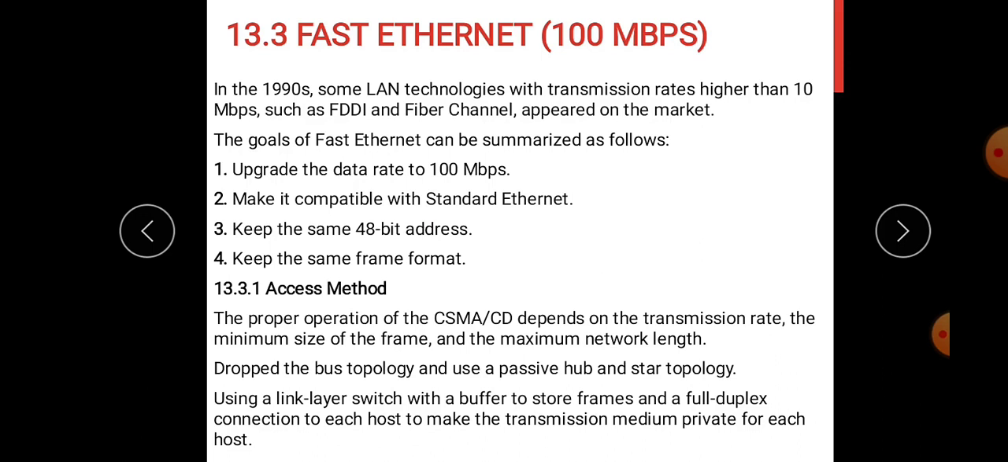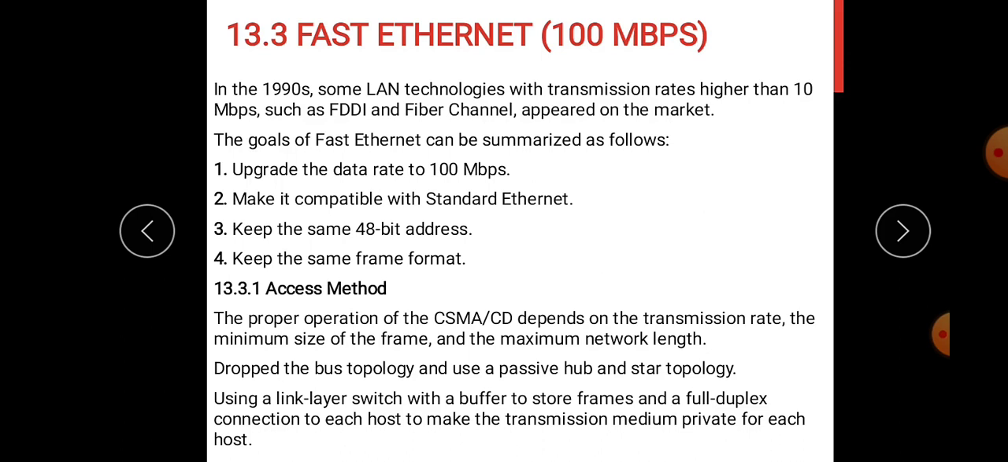The access method. The proper operation of CSMA/CD depends upon the transmission rate, the maximum size of the frame, and the maximum network length. So if you want to keep the maximum size of the frame, the maximum length of the network should be changed. Fast Ethernet came with 2 solutions for this problem.